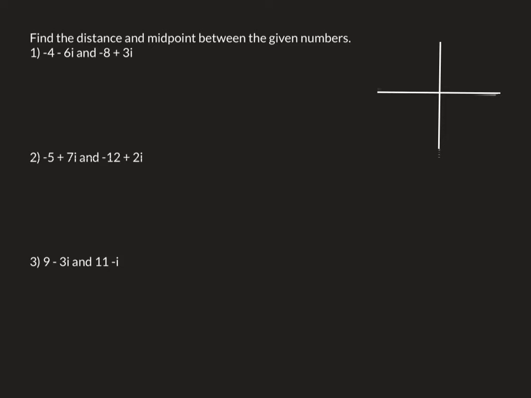Okay, so the first number, -4 minus 6i, would be roughly here. So that's -4 minus 6i. And then -8 plus 3i is going to be over here somewhere. So let's first find the distance between them. If I wanted to find the distance between these two numbers, basically we need to figure out how much did we go up and how much did we go over.